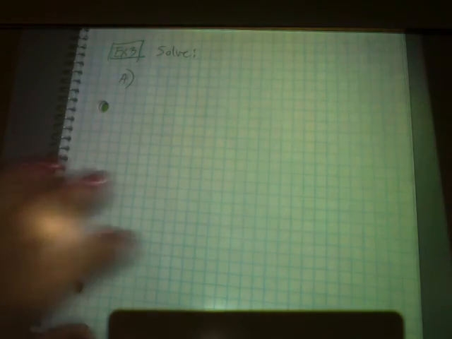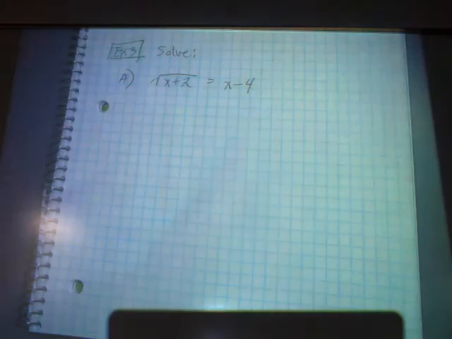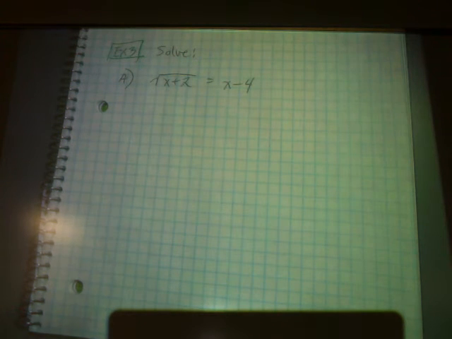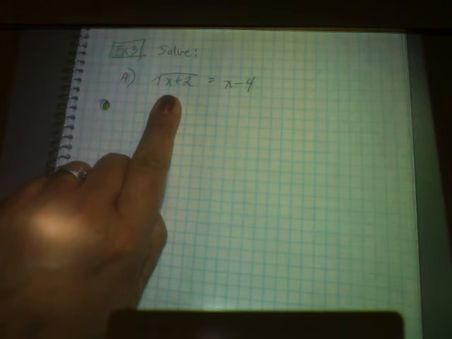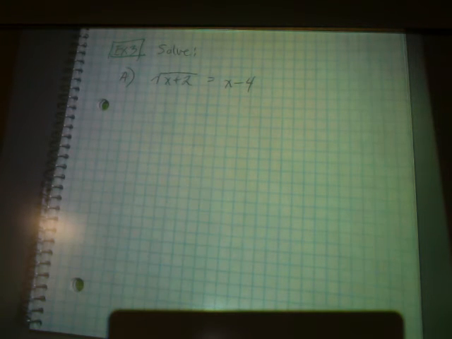So A, we have the square root of x plus 2 equals, but this time we have a variable on both sides. Your goal when you have a variable on both sides is still to get the radical on one side by itself and everything else over on the other side. We're still going to square both sides.